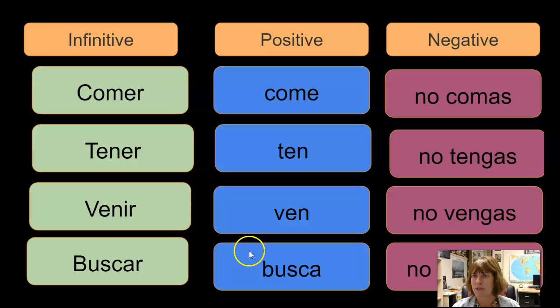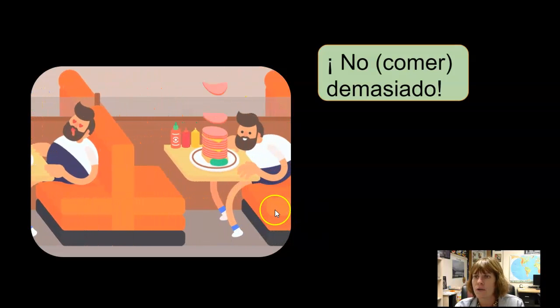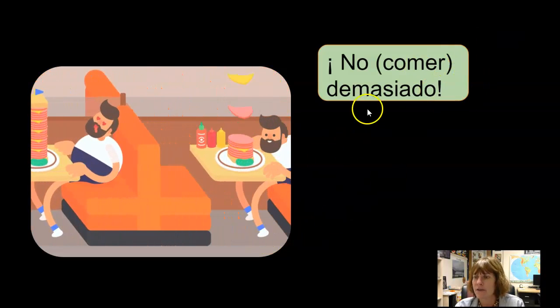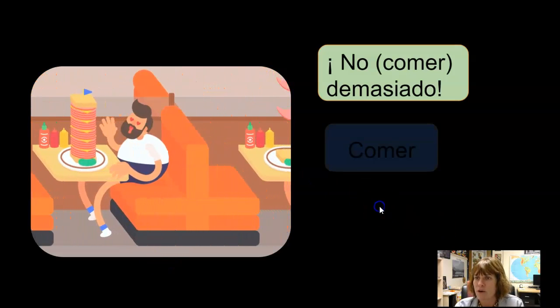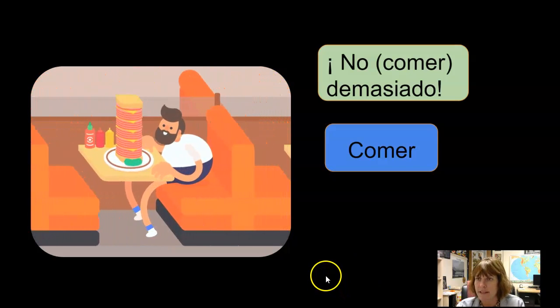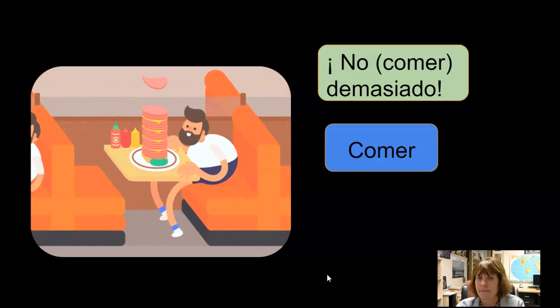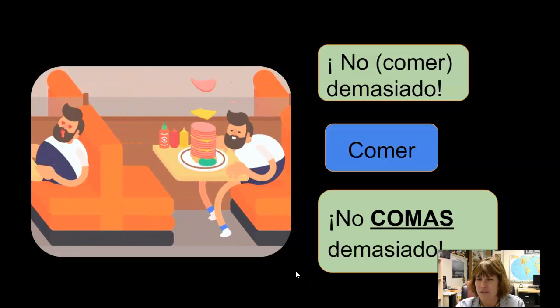So vamos a practicar un poquito. Make sure you have enough time to write this down. Okay, so vamos a practicar con unos ejemplos y después tengo una actividad para ustedes. Okay, so no comer demasiado. So demasiado in español means too much. So don't eat too much. So el verbo is comer. So remember, you put it in the yo form, you drop the o, and you add the opposite ending. No comas demasiado. Perfecto.